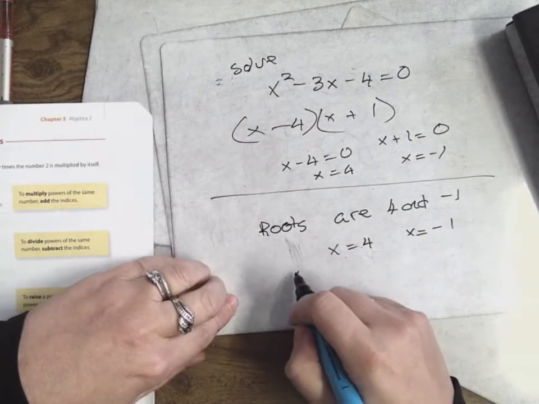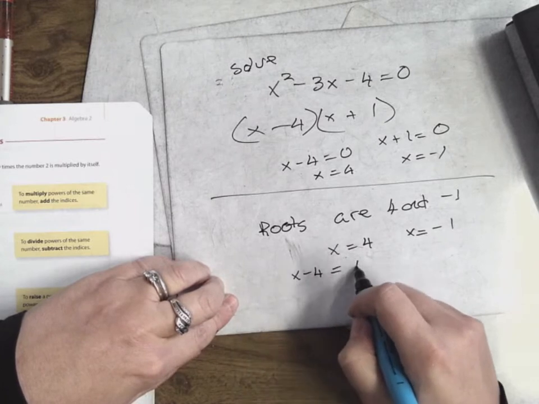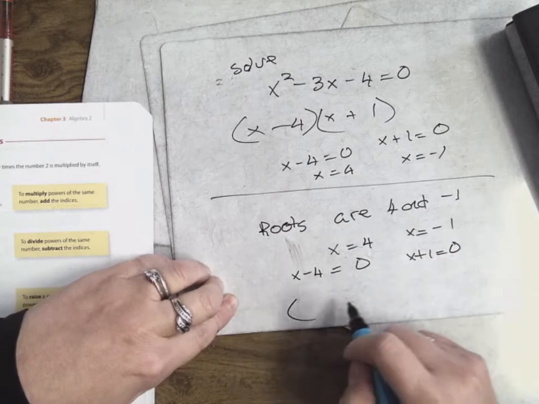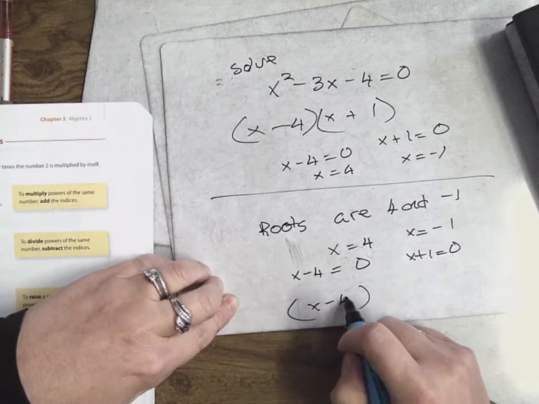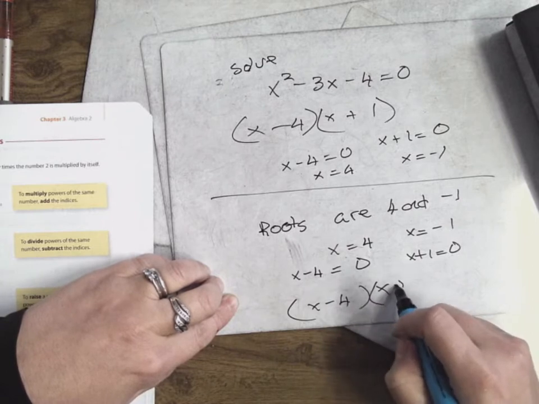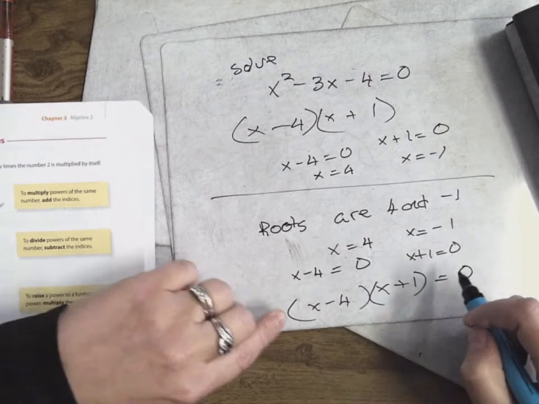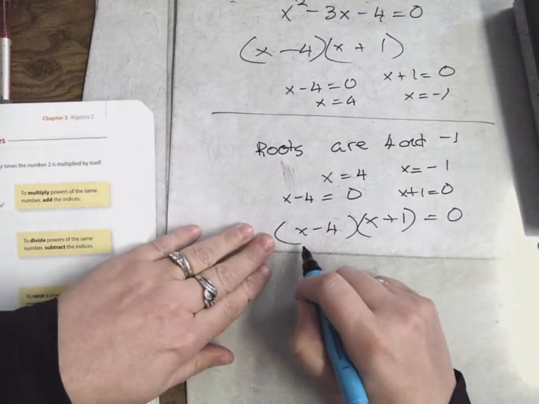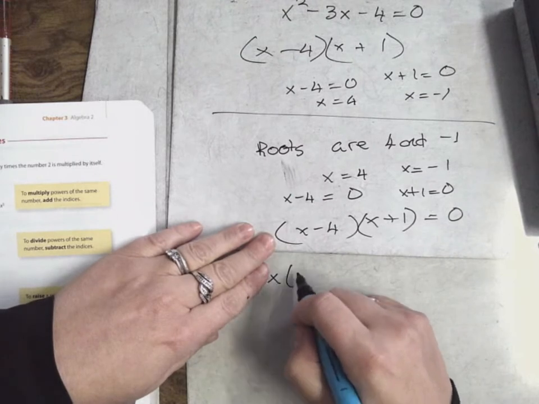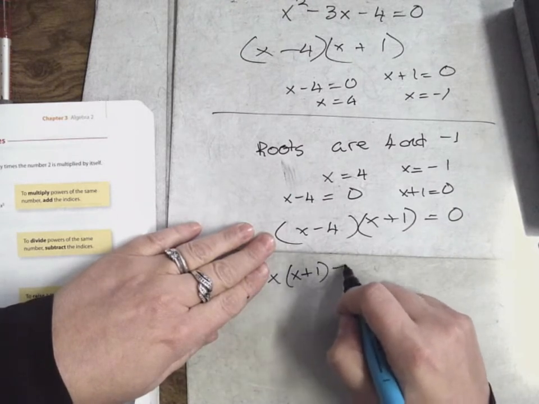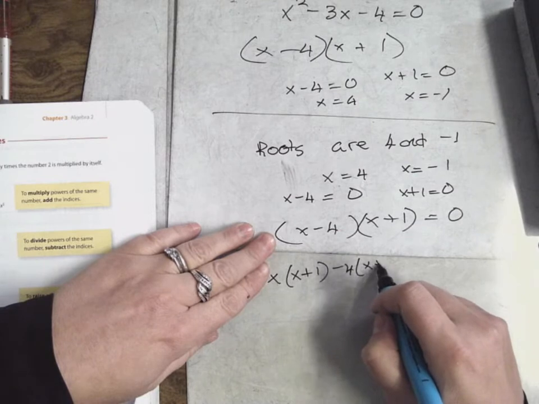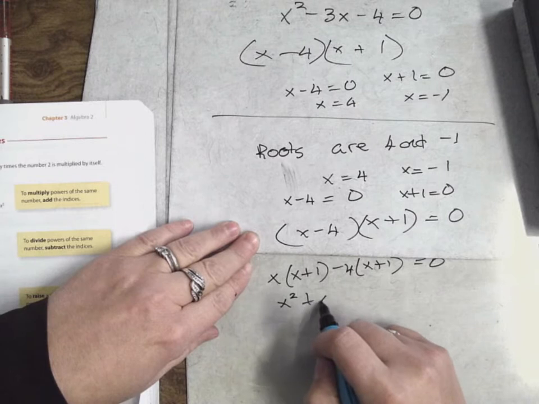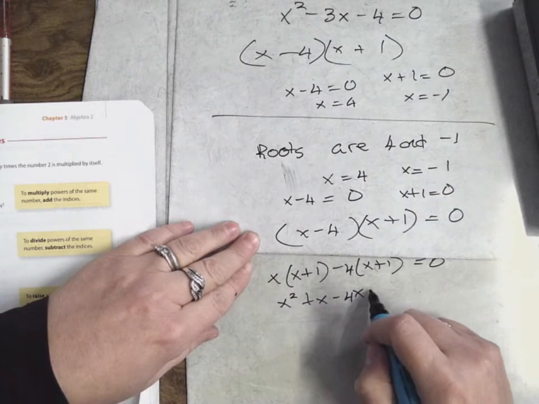So that means I originally had x minus 4 equals 0, and I originally had x plus 1 equals 0. They were originally, x minus 4 was the first bracket, and the second bracket was x plus 1, and then you multiply out. So how do you multiply out? You split up the first bracket, write the second bracket down twice. So it's x times x plus 1 minus 4 times x plus 1 equals 0. Multiplying out, you get x squared plus x minus 4x minus 4 equals 0.